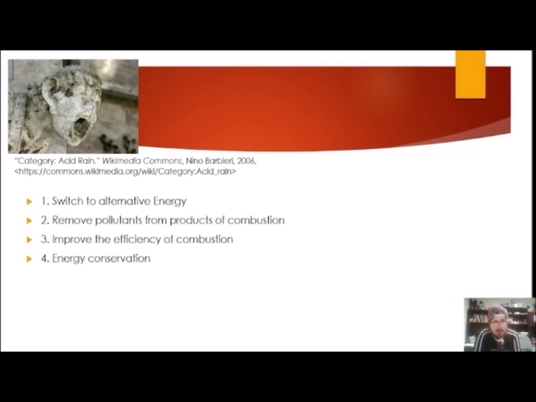Now, how can we try to reduce acid rain? We could switch to alternative energy. So try to generate energy that does not produce acid rain, that doesn't produce SO2s and NO2s. We can try to remove pollutants from the products of combustion. So after the fact, remove some of the pollutants.